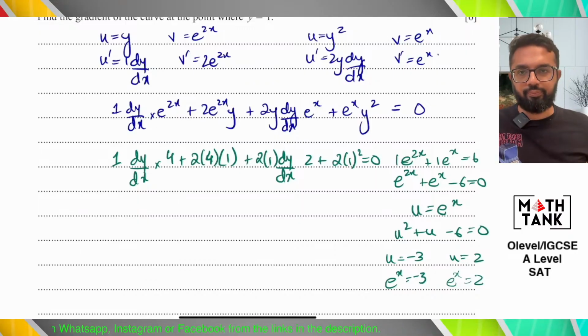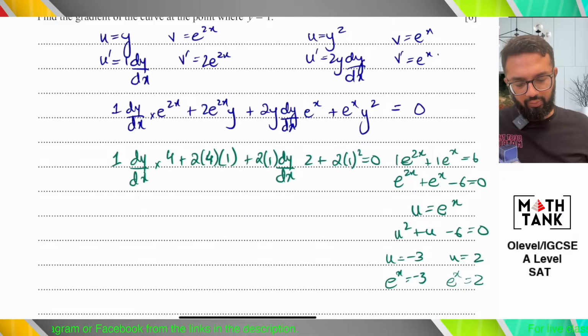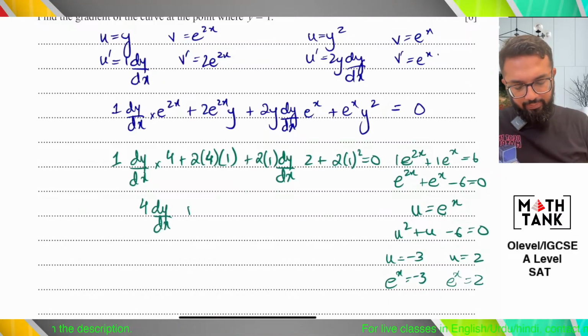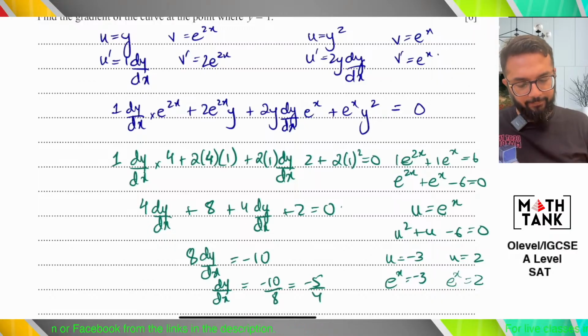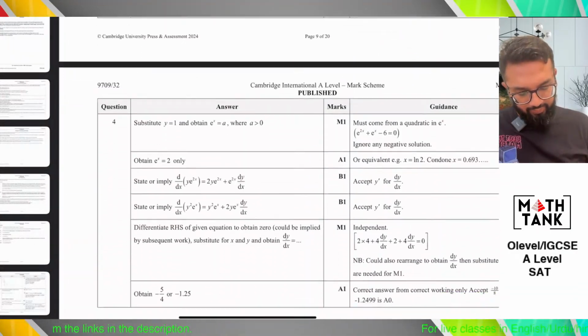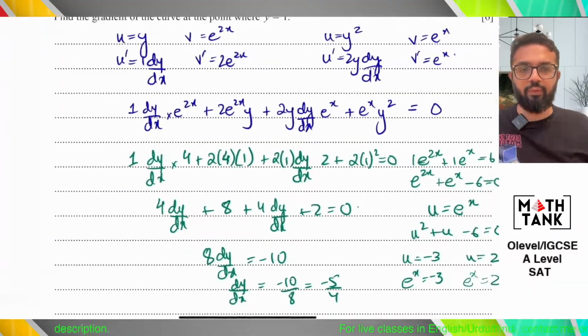So I get 4 dy by dx plus 8 plus 4 dy by dx plus 2. So 8 dy by dx equals minus 10. dy by dx equals minus 10 over 8, which is minus 5 over 4. Oh, that's the correct answer. Yeah, minus 5 over 4.